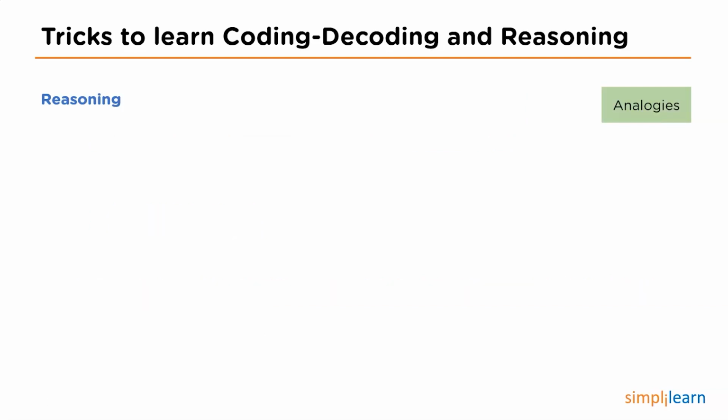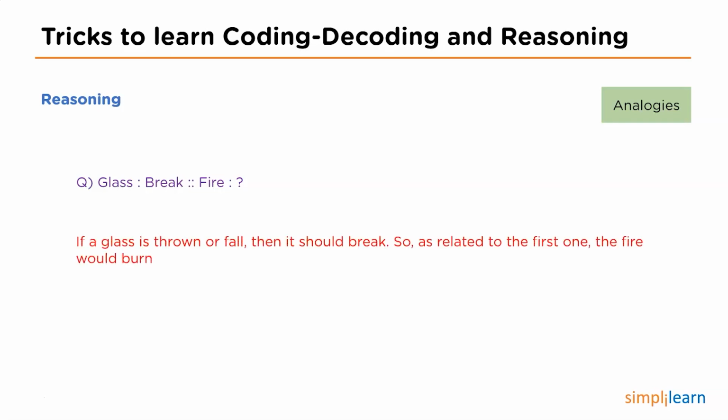Now, let's have a look at the analogies concept. Analogical reasoning or argument by analogy can be defined as a specific way of thinking based on the idea that because two or more things are similar in some respects, they are probably also similar in some future respects. Now, let's have a look at an example, and we have glass, break, fire. Explanation. If a glass is thrown or falls, then it should break. So, as related to the first one, the fire would burn. According to the analogies, the answer would be fire, burn.